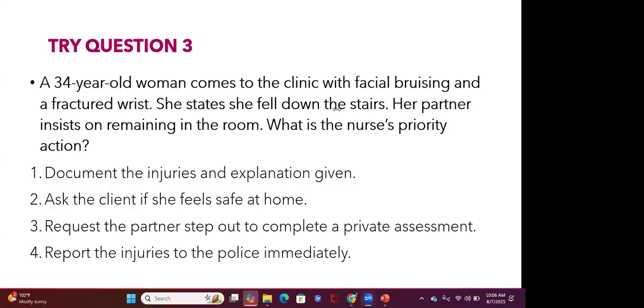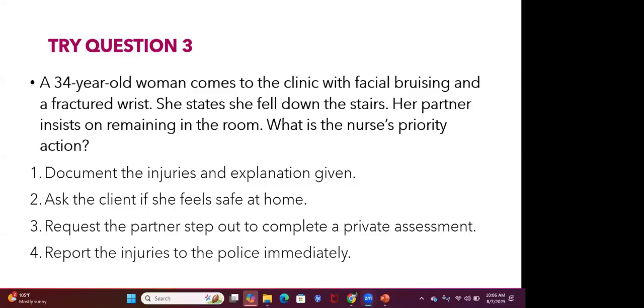Okay, so with the one to document the injuries and explanations given, you have to do it. But we are asking about the priority, the number one thing you can do if you are to set aside all the others. So you ask the client if she feels safe. You can ask that in private, because if you ask that in front of the abuser, she will say yes. So you do not get the right answer. But if you request to separate them, then she will feel safe enough to answer all your questions correctly.